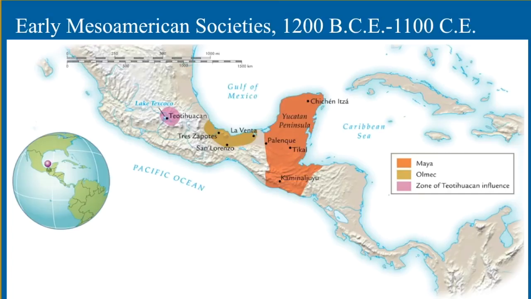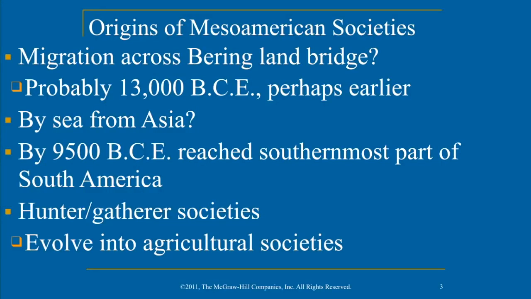So here's the area we're going to be talking about, early Mesoamerican societies. You can see this is basically southern Mexico and Central America and just a little bit of the tip of South America. And so we have three areas we're going to be looking at. We're going to look at the Olmec, the Mayas, and the Teotihuacan influence around the city of Tenochtitlan. So we're going to go ahead and go on from there. So the origins of Mesoamerican societies.